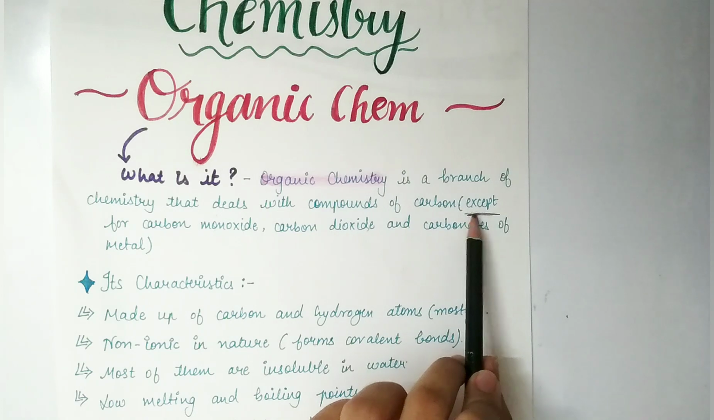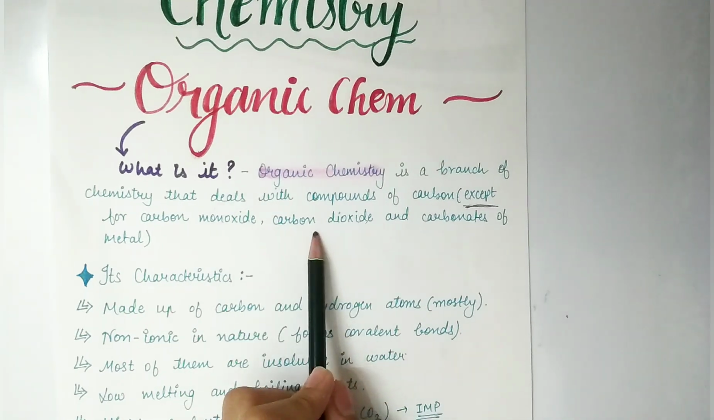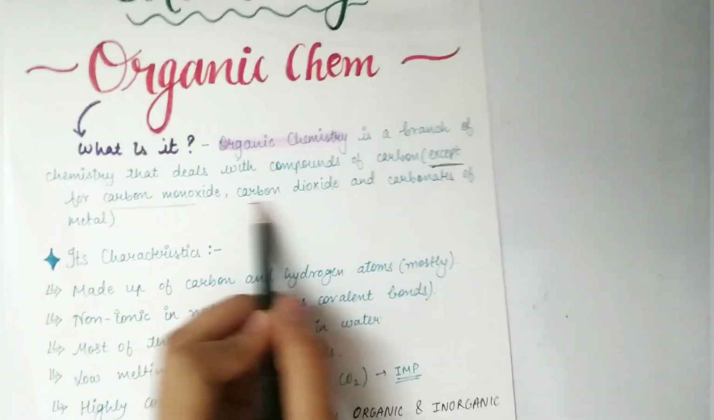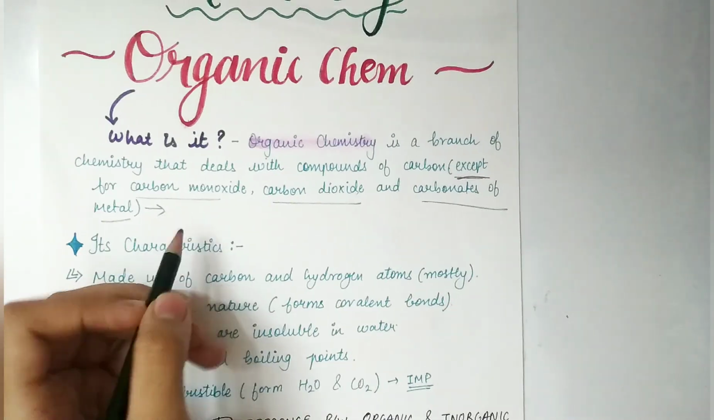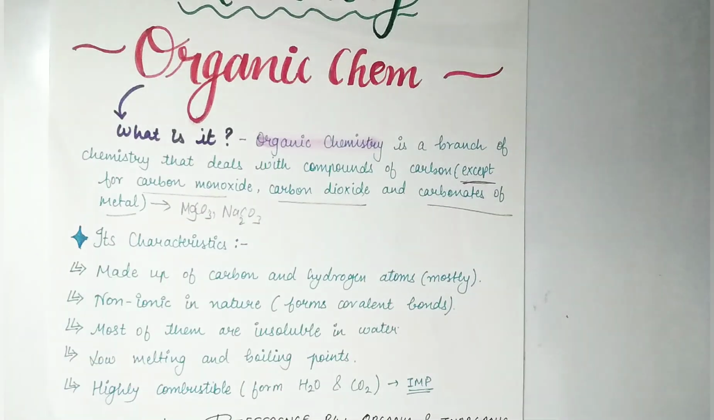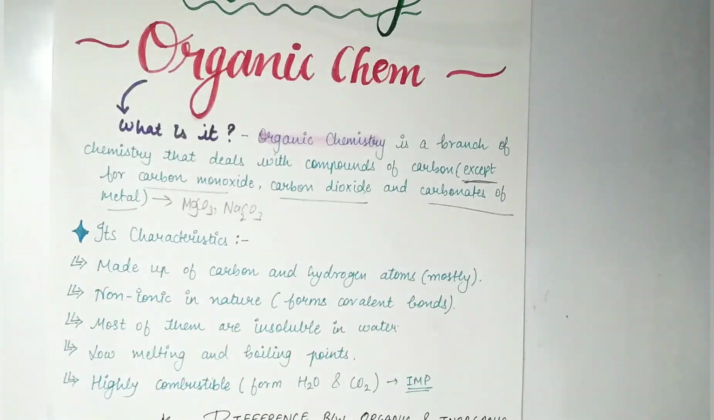Now the reason why I've kept this exception is that carbon monoxide, that is CO, carbon dioxide, that is CO2, and the carbonates of metals do not count as organic compounds. So if I ask you, is carbon dioxide an organic compound? The answer is no, because there are a few exceptions like carbon monoxide, carbon dioxide and the carbonates of metals. Now what do I mean by carbonates of metals? Carbonates of metals include, for example, MgCO3 and Na2CO3. So it includes all these compounds which are carbonates of metals. These are the three exceptions that do not count as organic compounds.